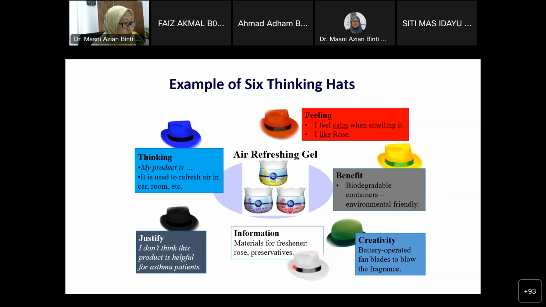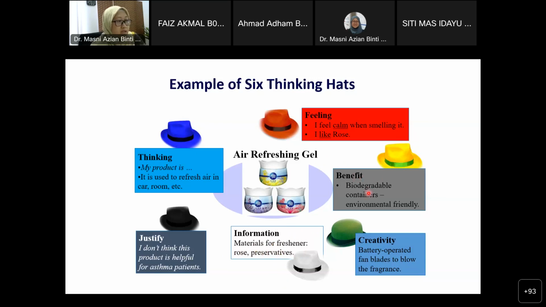Facts, information would be the white hat. Okay, so the person who are assigned with the white hat, dia akan fikir all the facts. Dia macam, kalau feeling ni is very subjective, something yang you cannot touch. Facts or information, you have to deal with something that make sense, something that is available. So kalau you suka bau ros, so what are the facts that you have? Okay, you have to consider what are the materials, the smell, the preservatives, and so on.